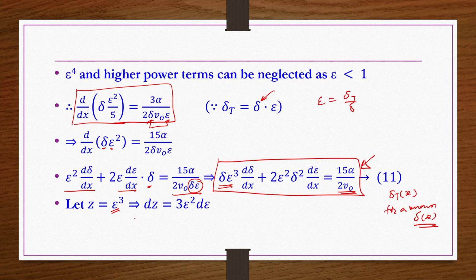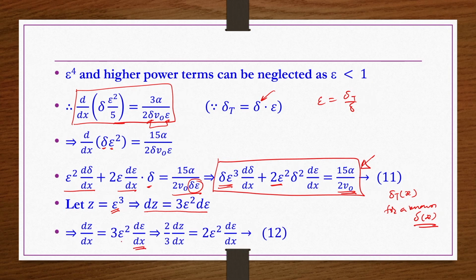So, if you take z equals epsilon cube, dz equals 3 epsilon square d epsilon, but here we need 2 epsilon square d epsilon by dx. If I divide by dx, I get dz by dx on the left hand side, and on the right hand side d epsilon by dx, and then 3 epsilon square as it is. But I need 2 epsilon square d epsilon by dx for this term to substitute here, right. So, what I am doing now, both sides I am multiplying by 2 by 3, so that 2 by 3 dz by dx would be nothing but 2 epsilon square d epsilon by dx.